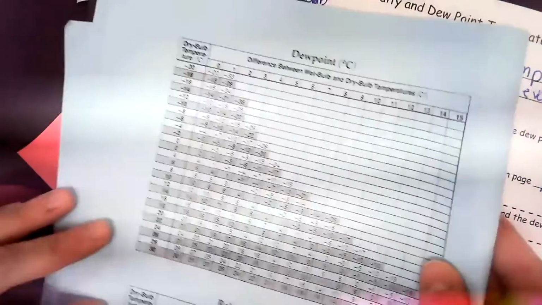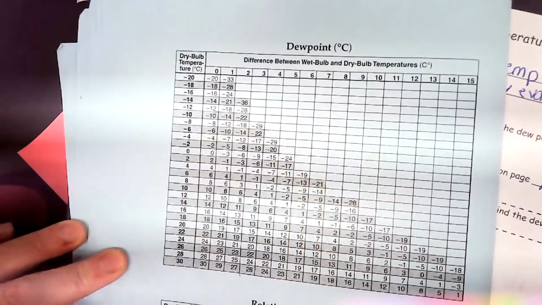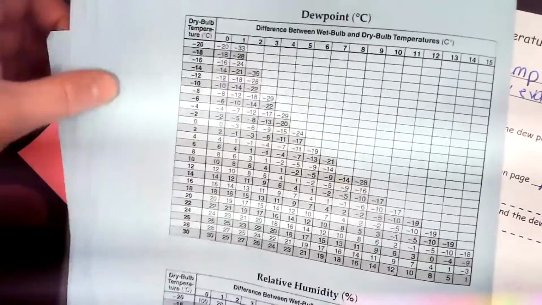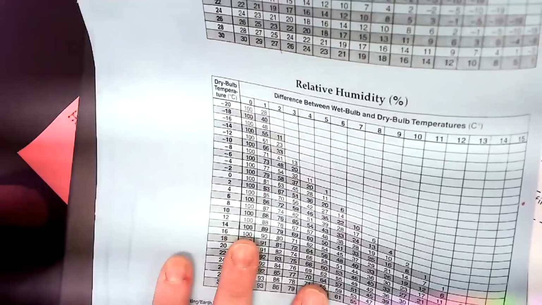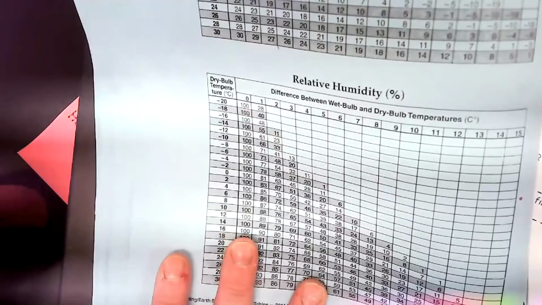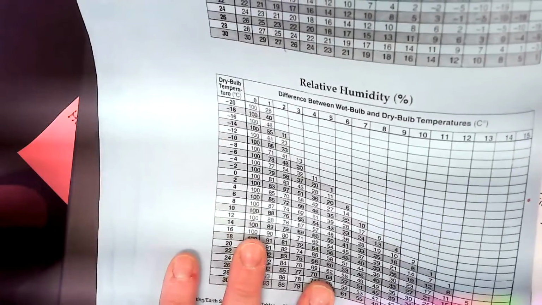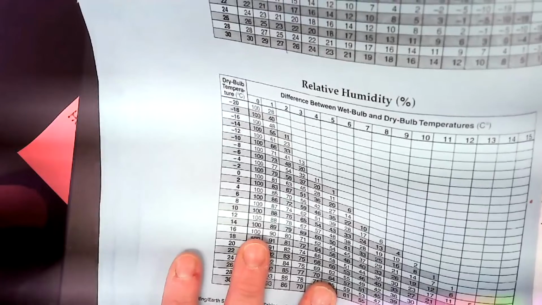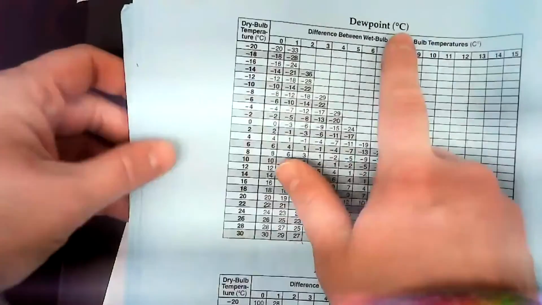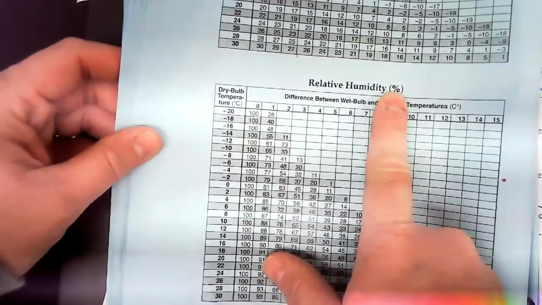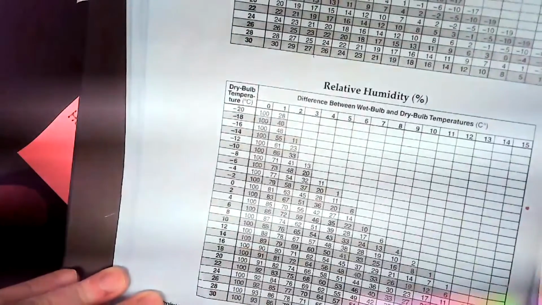Take a look. So first of all, there's two charts here on page 12. There's a dew point chart and a relative humidity chart. How do they look? They practically look the same. What's different about them? Yep, so the actual number. So first of all, this one's given in Celsius. This one's given in percent. That's the first difference. What's another difference?